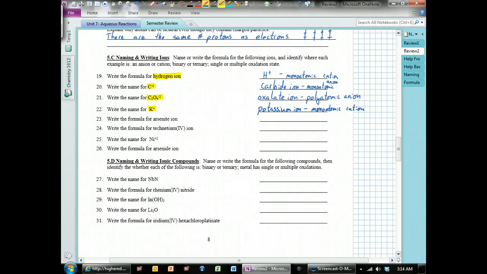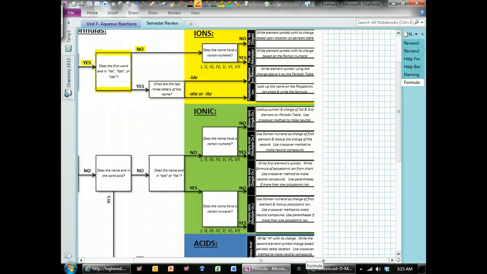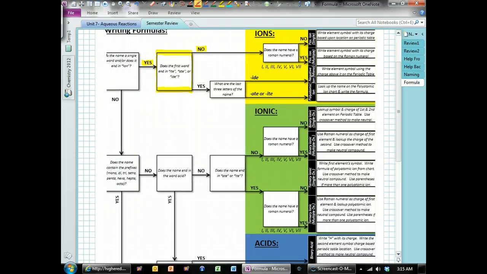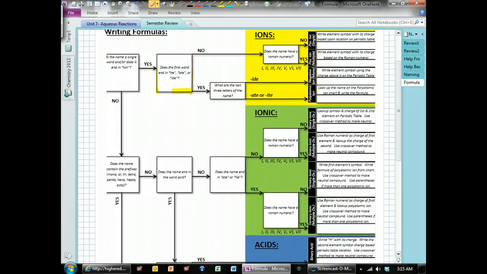And so we go to the next one, which is arsenite ion. The part that I key into right away is the last 3 letters, the last syllable, and it's ite. So when you go to writing the formula on your flowchart, I'm going to ask questions on it. Since it's arsenite ion, the arsenite ends in ite. So we answer yes to this question. What are the last 3 letters of the name? Is it ate or ite, or is it ide?